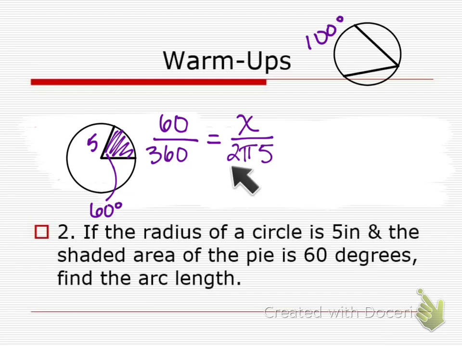So 2 pi r, or 2 times pi times 5 in this case, represents the circumference of the whole circle. 360 represents the degrees of the whole circle. We are trying to find just the length, or just the piece of the circumference formed by this angle. So that's x, that's what we don't know. And 60 degrees is the measure of that angle forming the arc.